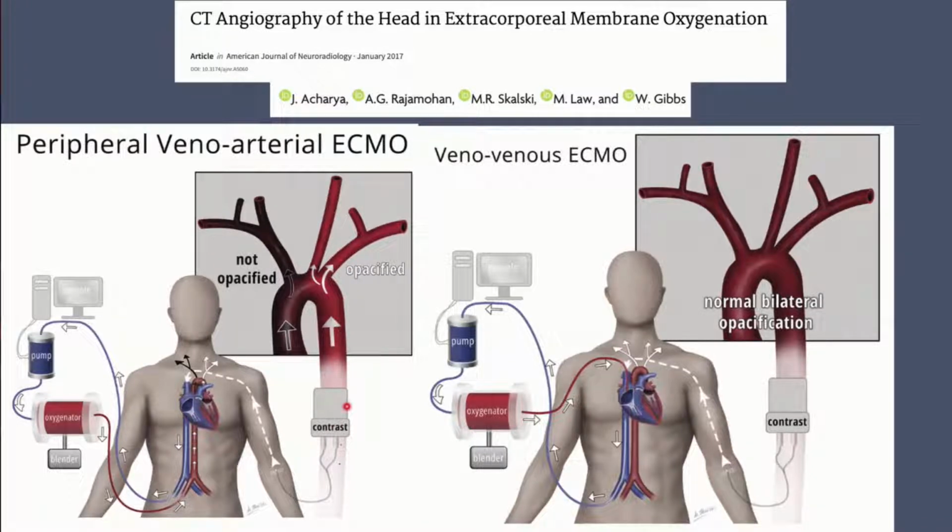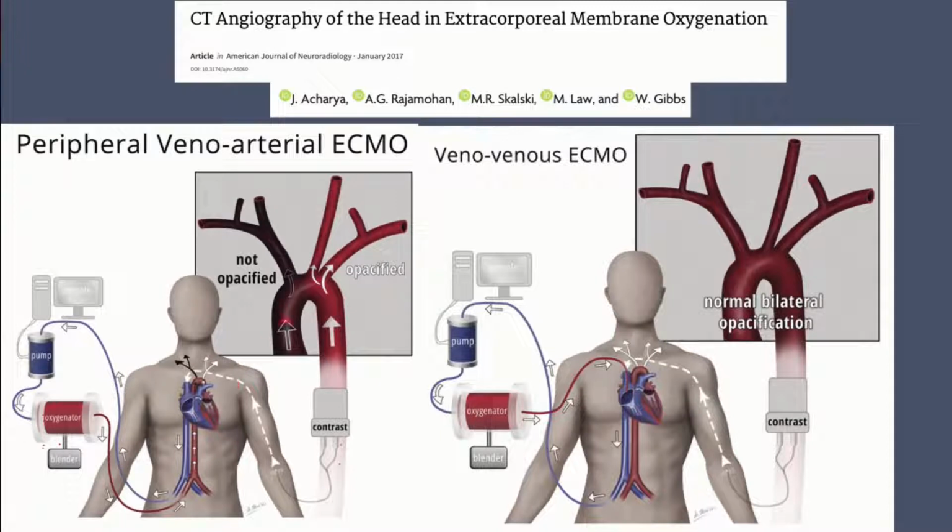Here you see contrast. They added the contrast to a peripheral vein. It goes into the superior vena cava, comes out through the ECMO, goes through the pump, the oxygenator, back into the femoral and back up.